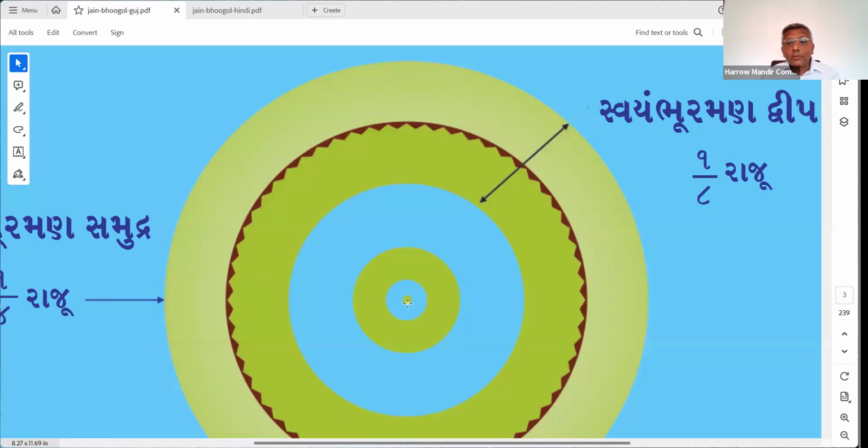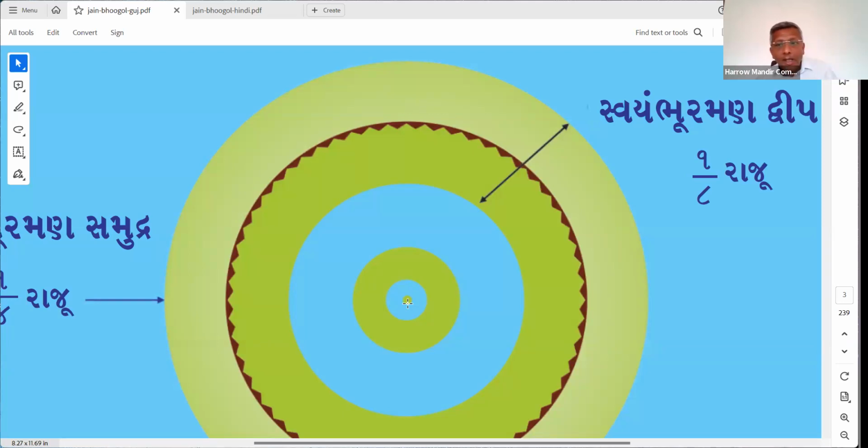Then what do you get after that? 500 million times 2. What is that? A billion. So 1 billion miles. Then 2 billion miles. Then 4 billion miles. Then 8 billion miles. Then 16, 32, 64. You continue, continue, continue. How many times? Uncountable times. So these are huge figures.